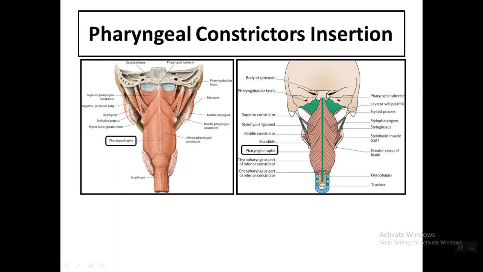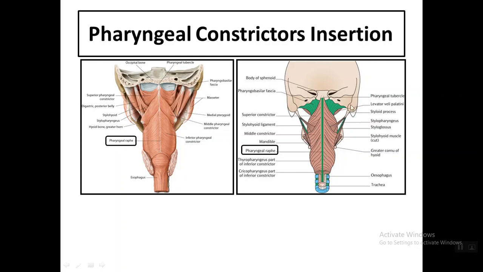This pharyngeal raphe extends from the pharyngeal tubercle at the base of the occipital bone down, and inferiorly it will become continuous with the esophagus at the midline. It will form the insertion of the superior, middle and inferior constrictors.